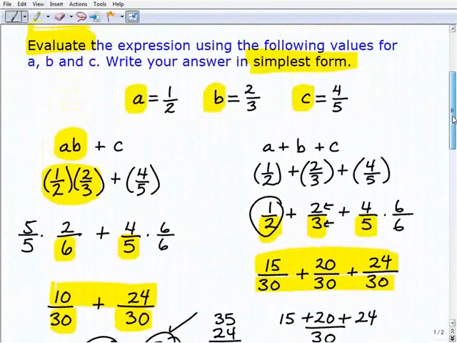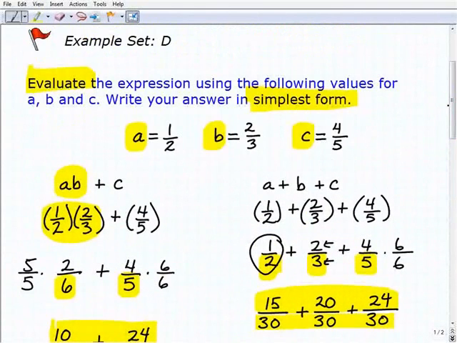And that's it. Okay. So once again, just more review, more practice on adding fractions. We threw in a little bit of order of operations and evaluating just to make it interesting.